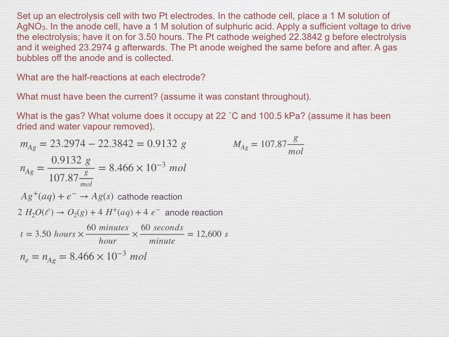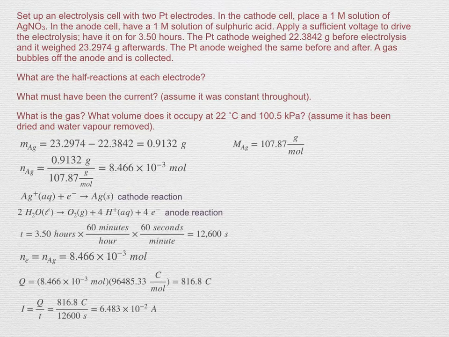And what is the amount of charge in coulombs represented by these electrons? Use the Faraday constant. It's 816.8 coulombs. And what current would be needed to deliver this charge for the 3.5 hours? Well, remember that Q is equal to I times T, so that I is equal to Q over T, and it is just about 65 milliamps of current.